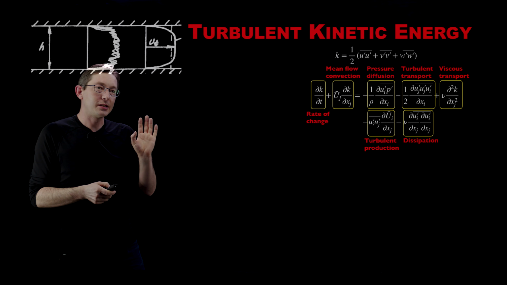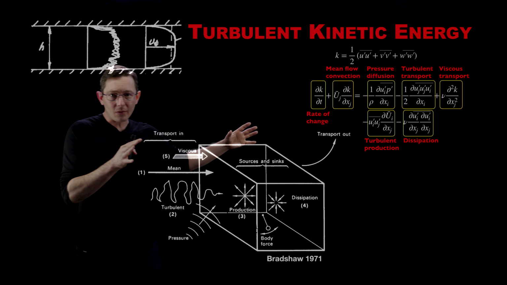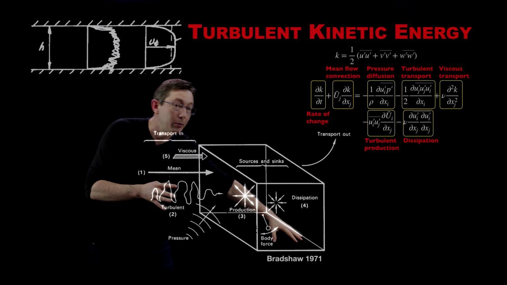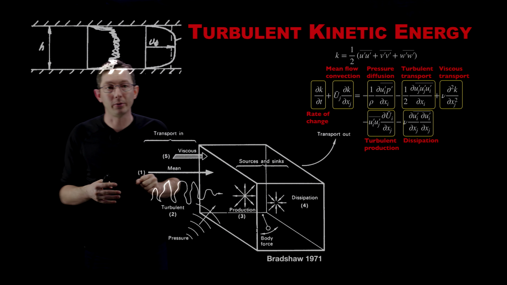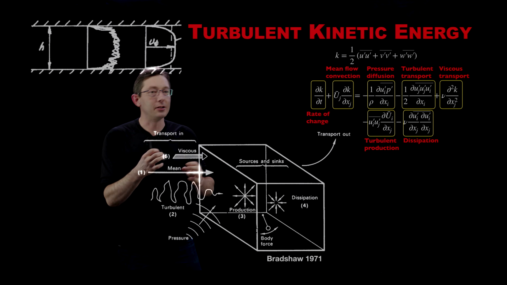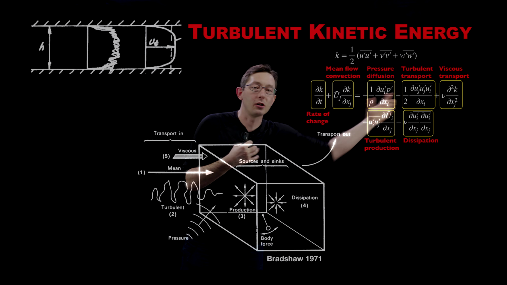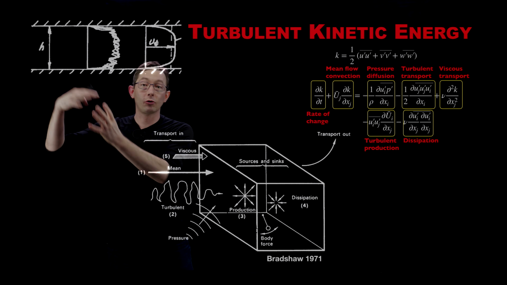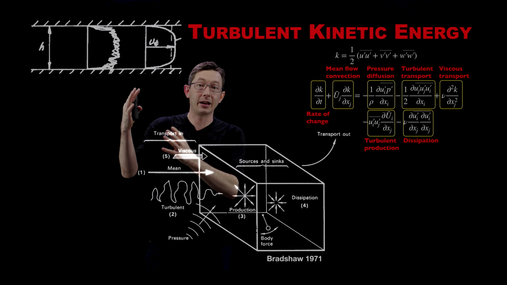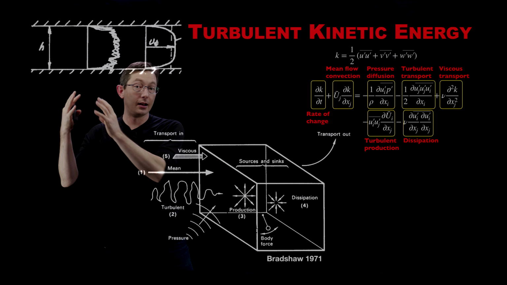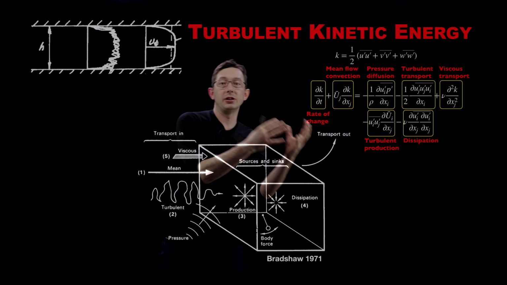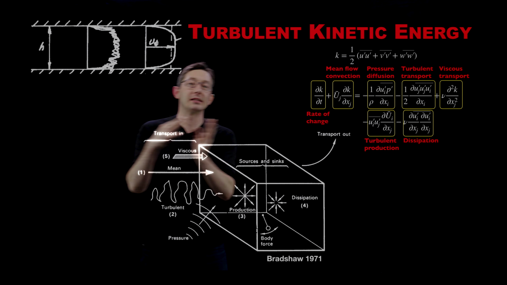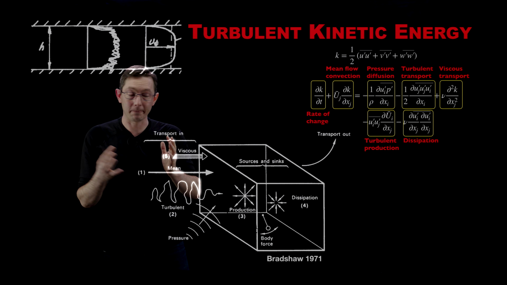And there's this really nice figure that I saw in Lex's notes, but he pulled it from Bradshaw's 1971 book, which basically shows all of these different terms competing to grow or to shrink the turbulent kinetic energy and to trade energy from the mean flow into the turbulent scales and vice versa. So that's what we're going to be modeling.